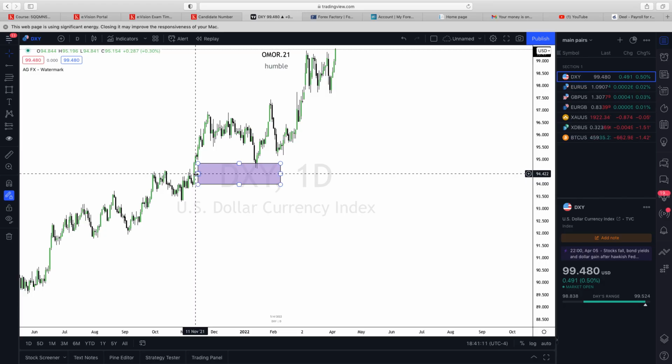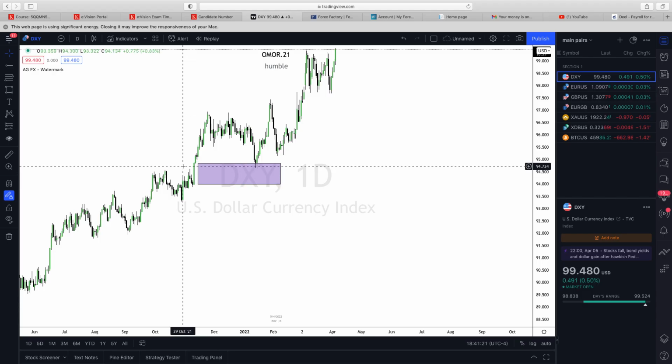And one thing I love to trade off of is imbalances. For me, that's one of my go-tos. I tend to favor them over order blocks as well. Of course, when they match up with the order block, it's a lot better, right?